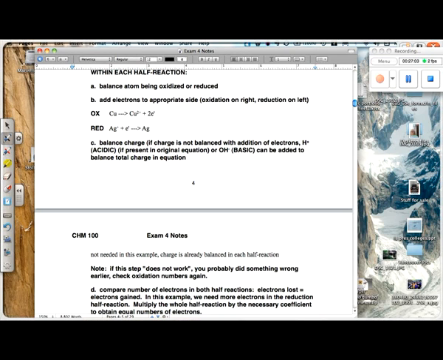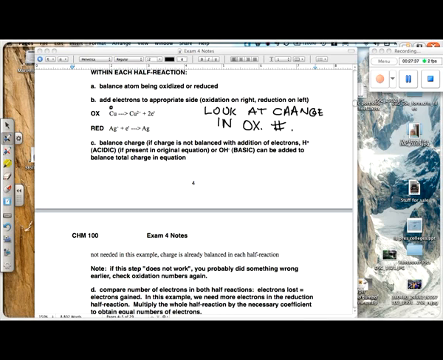So, balance the atom being oxidized or reduced, as we have said before. That is not going to be the case here. One copper here, one copper there, one silver. So we're not going to have to do that on this one. Add electrons to the appropriate side. The way that you do this is by looking at the change in oxidation number. That's how you figure out the number of electrons.